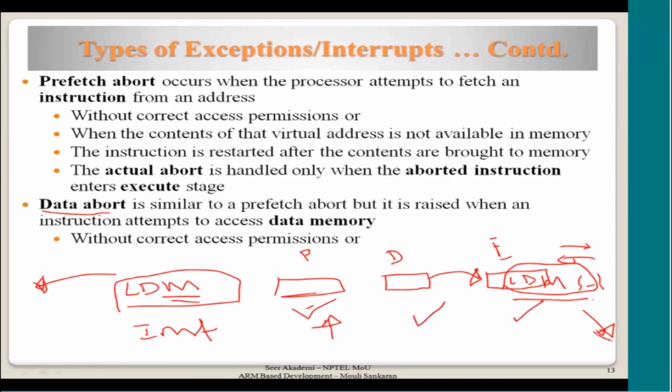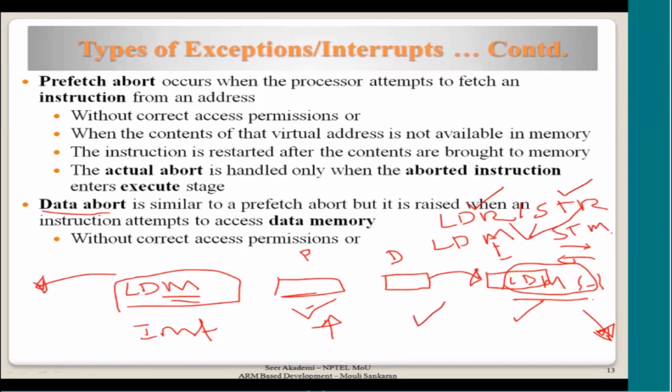So data abort can happen only when the data access happens, and that can happen only in the execute stage. Tell me, what instructions can cause a data abort? Oh, very good, LDR. Can STR also generate it? Of course it can. LDR is a read from memory, so it is a read abort. STR is a write to the memory. Can LDM and STM cause the data abort? Of course they can.